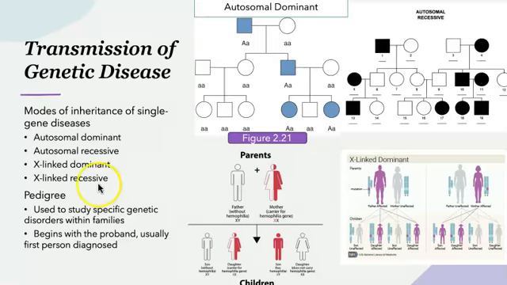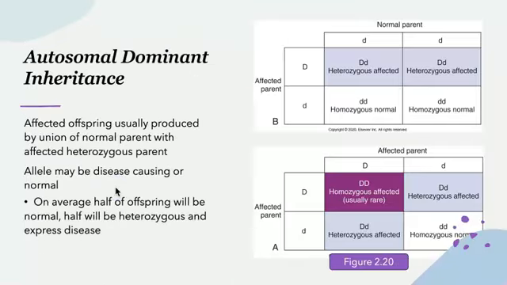So we can utilize pedigrees to study specific genetic disorders within families, and it begins with a proband, usually when the first person is diagnosed. So like I said, we're going to dive into a bit more detail, starting with autosomal dominant inheritance. Our affected offspring are usually going to be produced by the union of a normal parent with an affected heterozygous parent. So let's think about what that means.